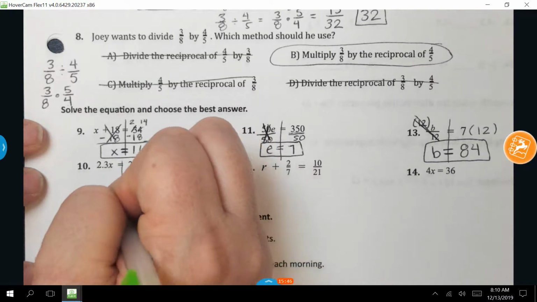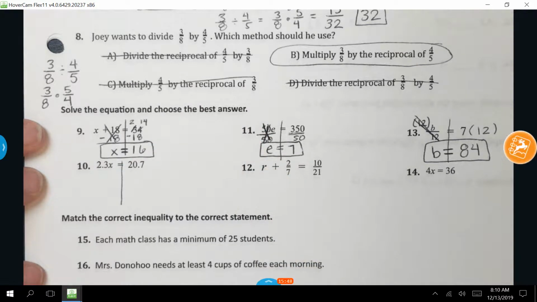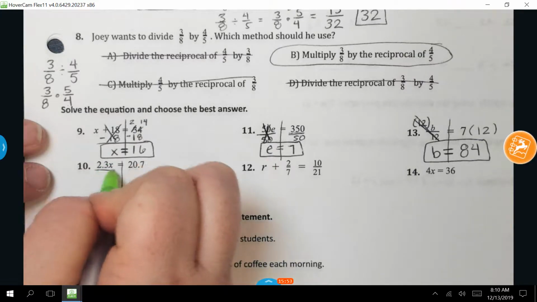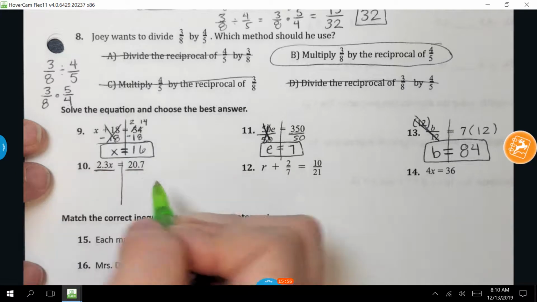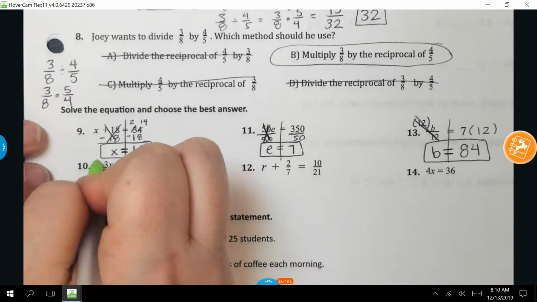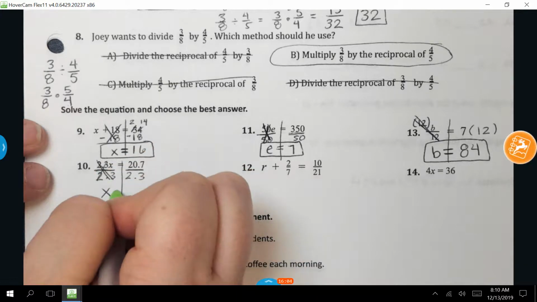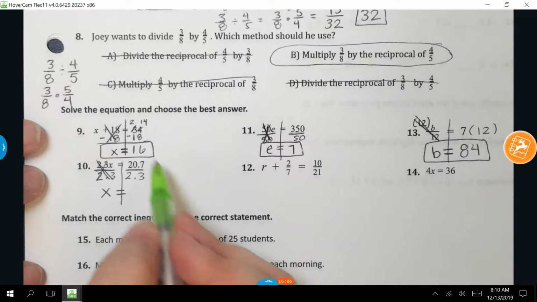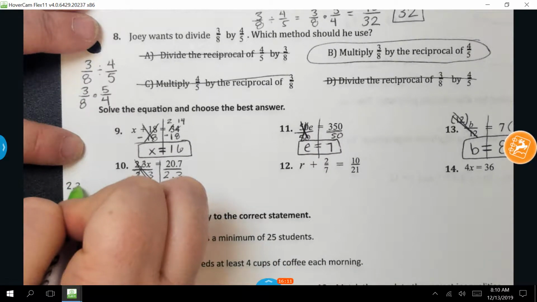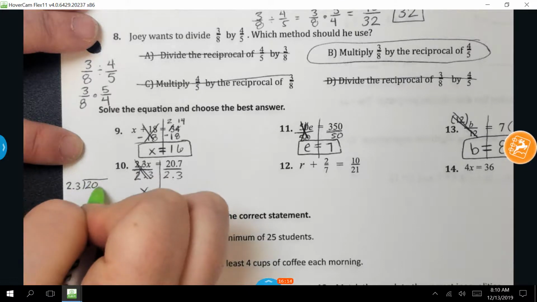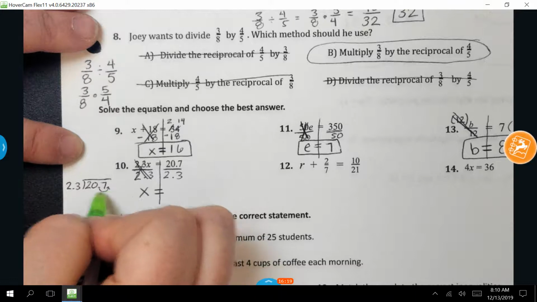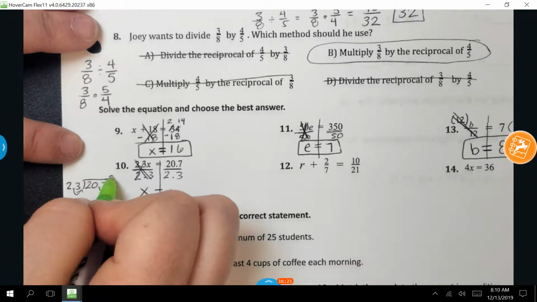Draw our line. What are we doing on number 10? Yeah, so this is multiplication, so we're still going to do the opposite, which is division. What number do we divide by? 2.3, because that's next to x. So mark those out, and we're left with x equals. This we probably can't do in our head. So you probably needed to go to the side and do 2.3 at the door, 20.7 in the house. Remember, you've got to move your decimal over one place. If I move it once in the house, we move it once at the door.